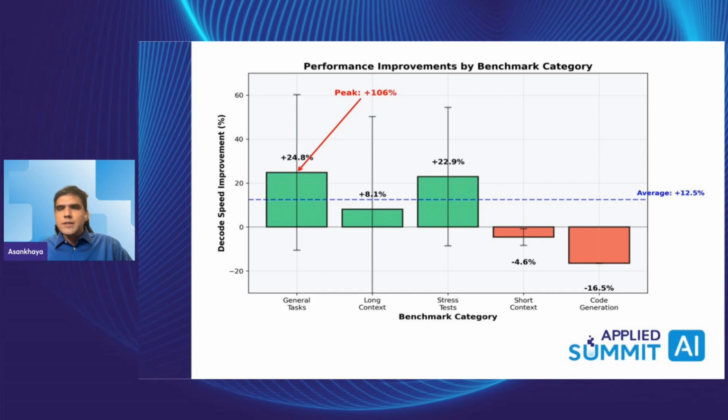Overall, there are some categories where there were degradations. For example, in code generation and in short context, the decode speed actually goes down. But what we noticed is that on average, using OpenEvolve, we were able to evolve a kernel that was on average 12.5% faster than Apple's own scaled dot product implementation, right? And for some cases, almost twice as fast in some of the examples in the general task category, right?